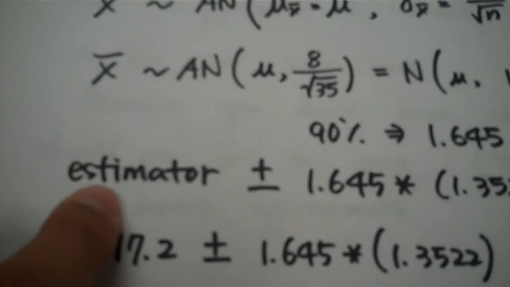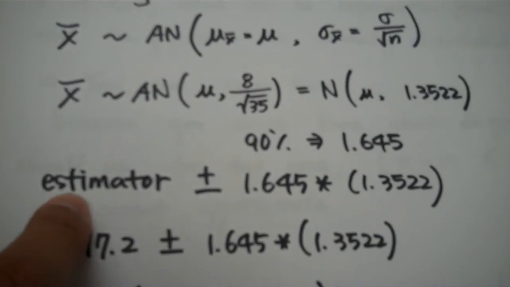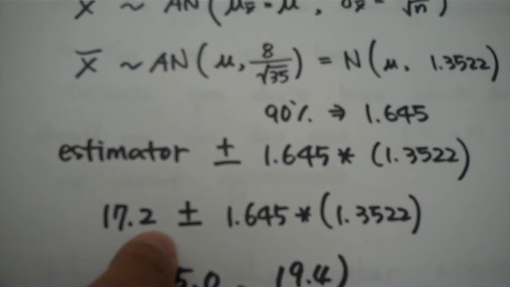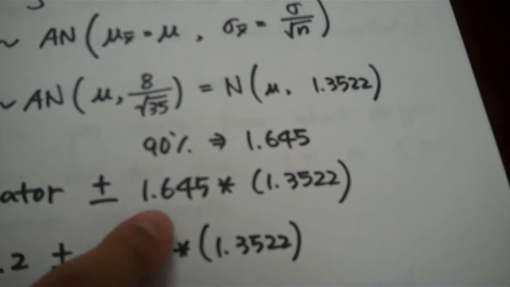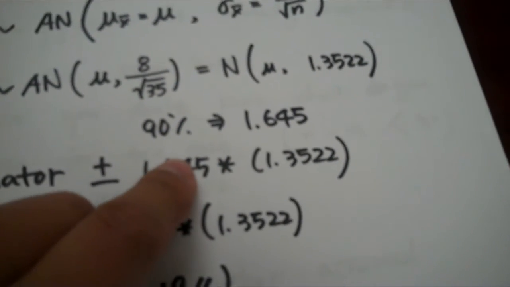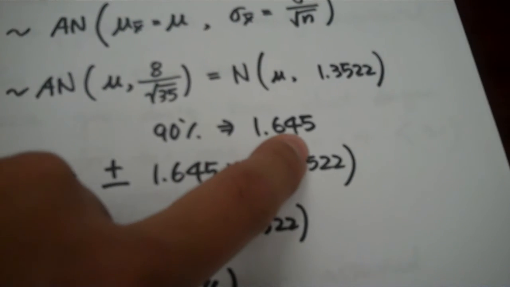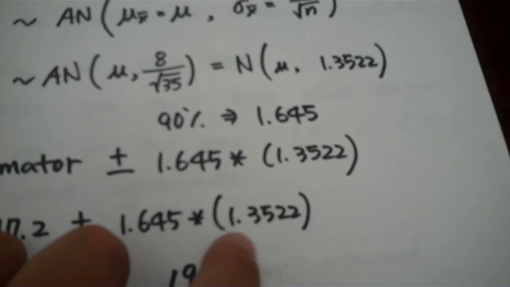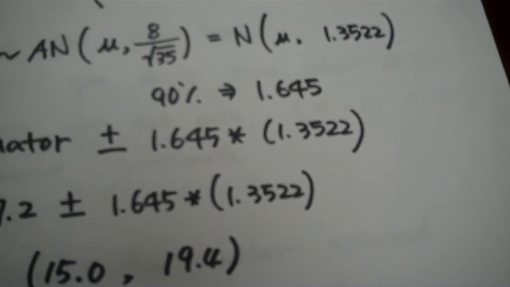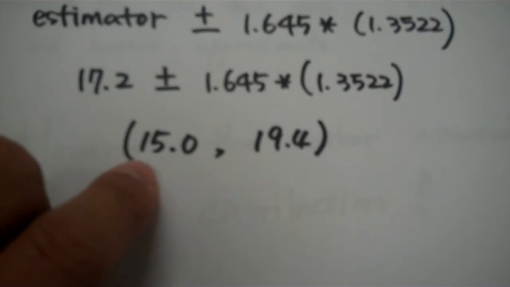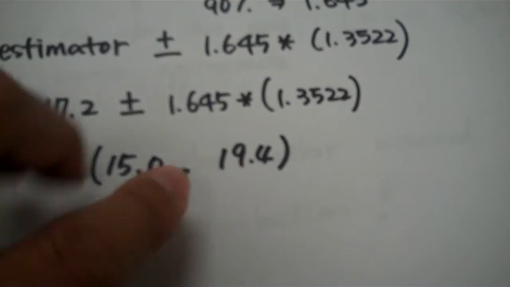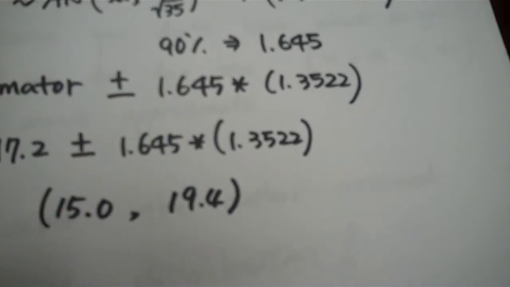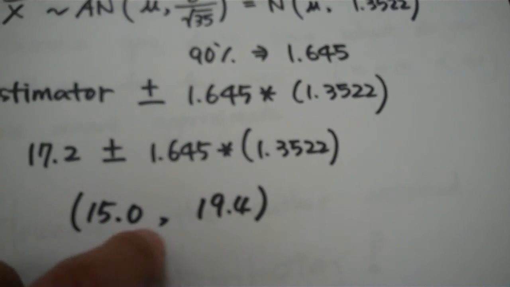So using the confidence interval formula, the estimator of the mean is X bar, which is 17.2 from the question, plus or minus the reliability coefficient 1.645 multiplied by 1.3522, which is the standard deviation of X bar. That gives you 15 to 19.4. So that means you have 90% confidence that your true mean falls into this range.